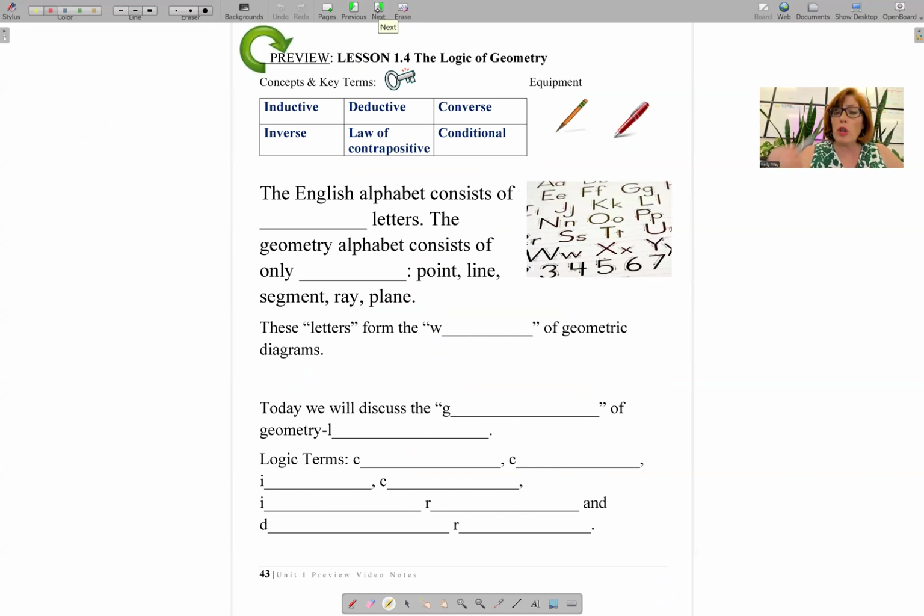Lesson 1.4, the logic of geometry. Read these words out loud as I check them. You read, use your own mouth, out loud, read. Again, I'm mouthing the words because I want you to provide the sound.